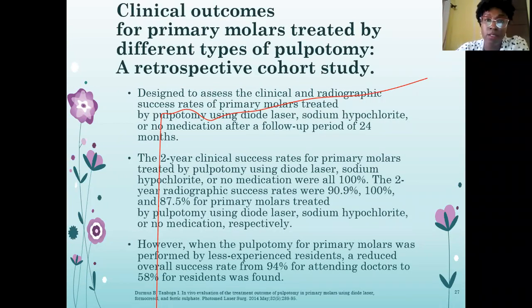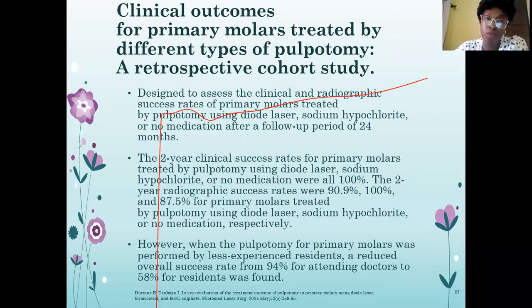So these are some of the studies that compare different techniques used in pulpotomy. So this study done in 2014 by Damos, it was in vivo. It was designed to assess clinical and radiographic success rates of primary molars treated by pulpotomy using either a diode laser, sodium hypochlorite. Sodium hypochlorite is, I think here it was being used as a control or something like that, because in most texts, in most literature, sodium hypochlorite is not typically a medicament used in pulpotomies.